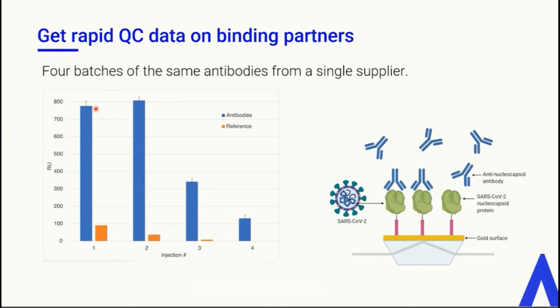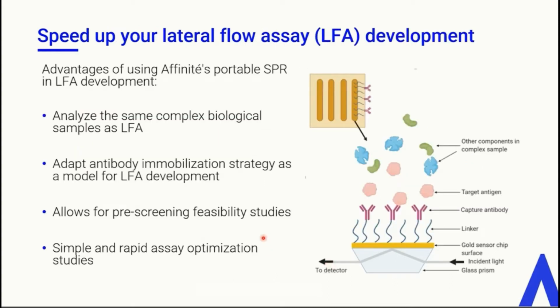And as you can clearly see, relative to the negative control shown in orange, our device was able to show that there was very clear batch-to-batch variability. And now moving away from quality control, where is another clear use case of our platform? Well, that is in our platform can allow you to speed up your lateral flow assay development.